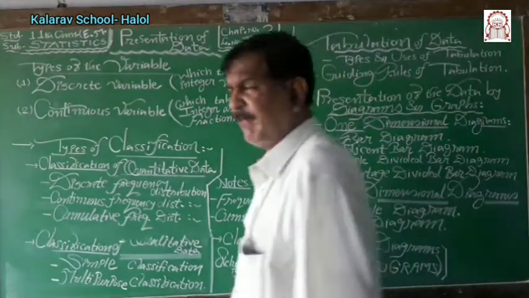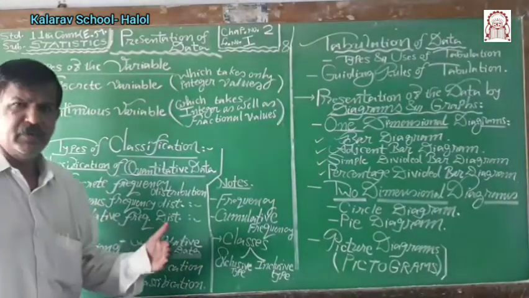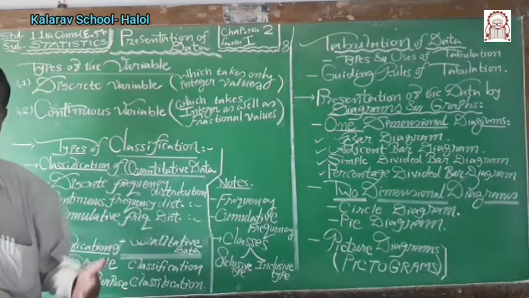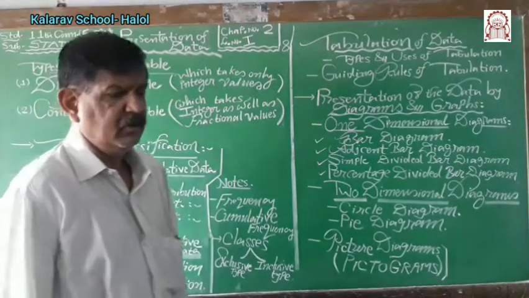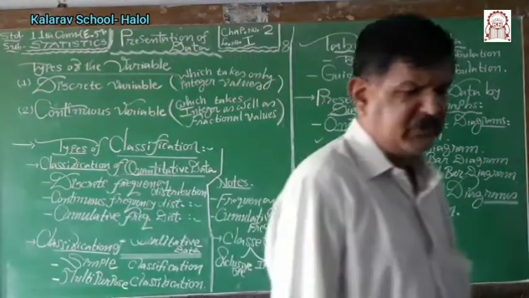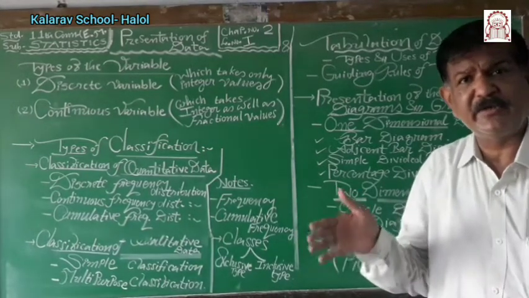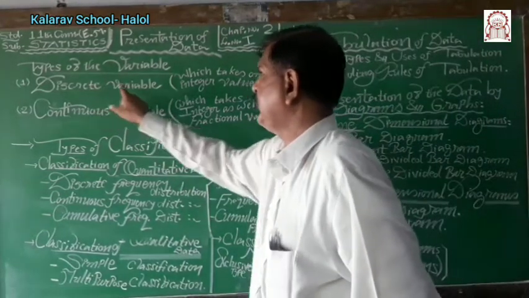Examples of the discrete variable: number of the children in a family, number of the students in a class, number of the members residing in our society, number of population, means population census, number of the persons in our city or in our town. They are fixed numbers, integer values, discrete variable.